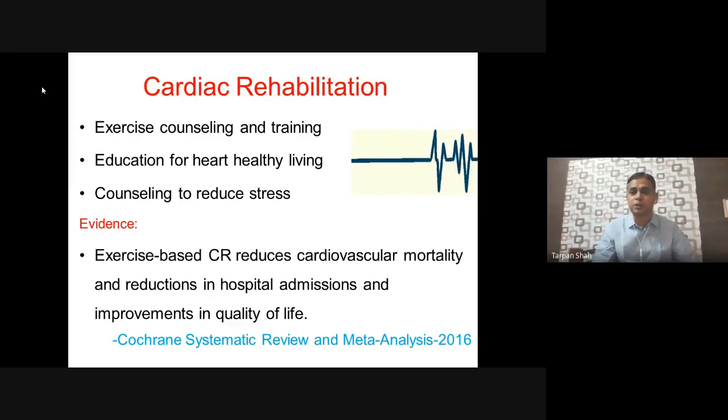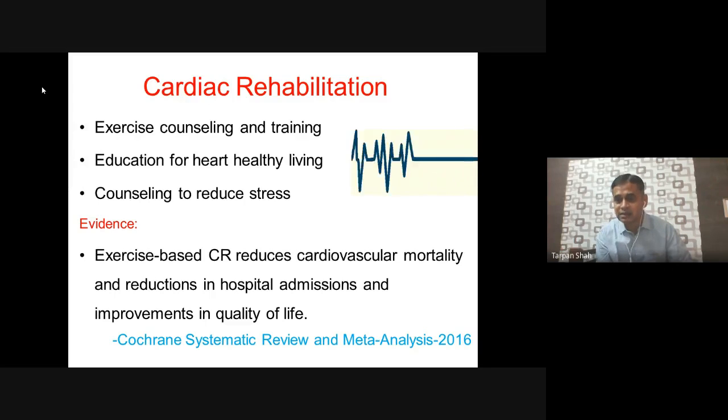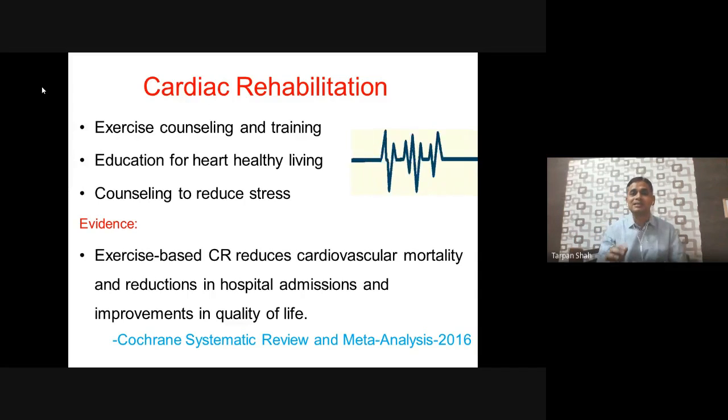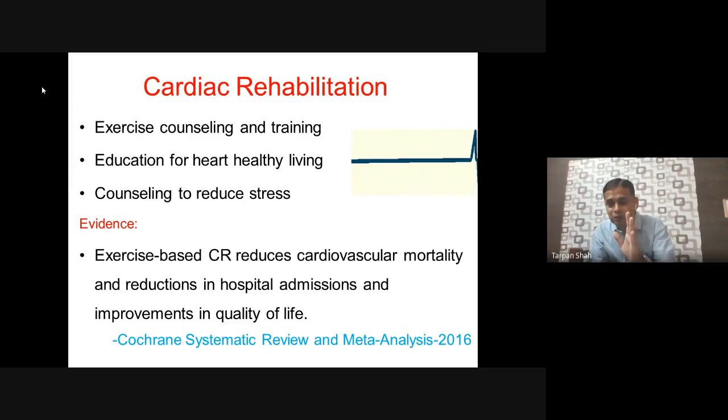Now, here I had mentioned the three different goals and three different areas where we work as a cardiopulmonary physiotherapist. First is exercise counseling and training. Golden statement here. Remember once again, for any exercise, let it be ortho, neuro, cardio, pediatrics, or women's health, any exercise, if you want to teach to your patient, golden statement: first, tell your patient. Second, teach your patient. And third, train your patient.